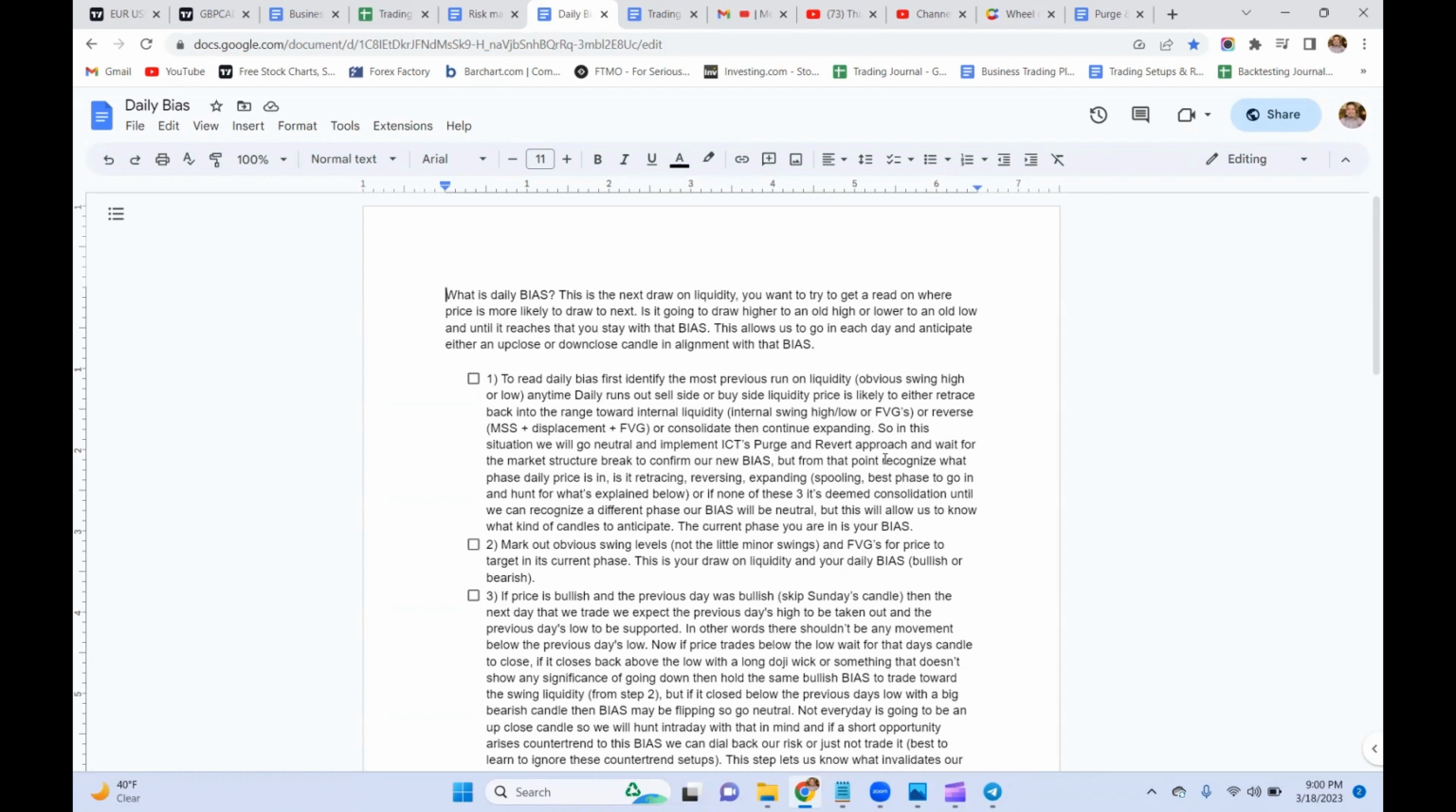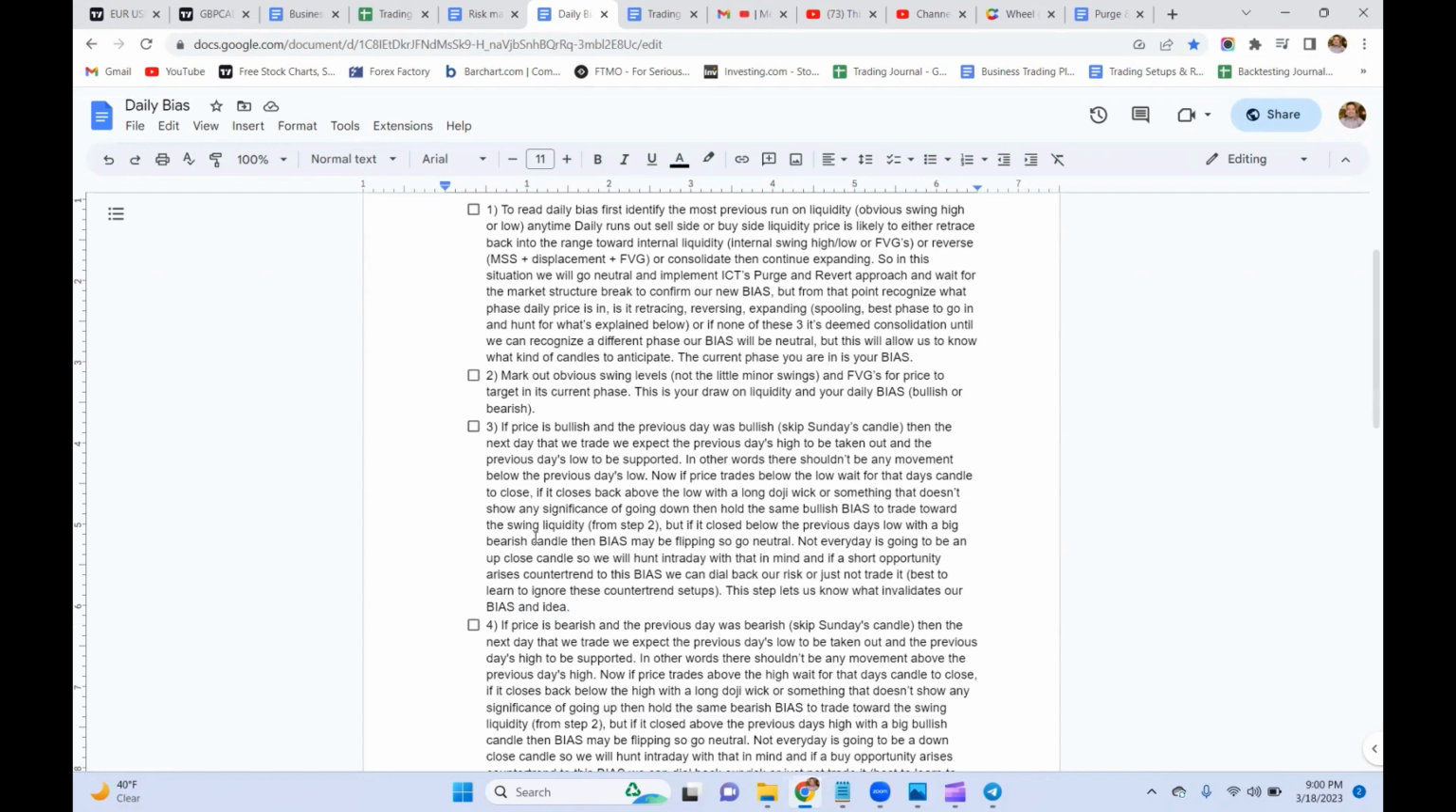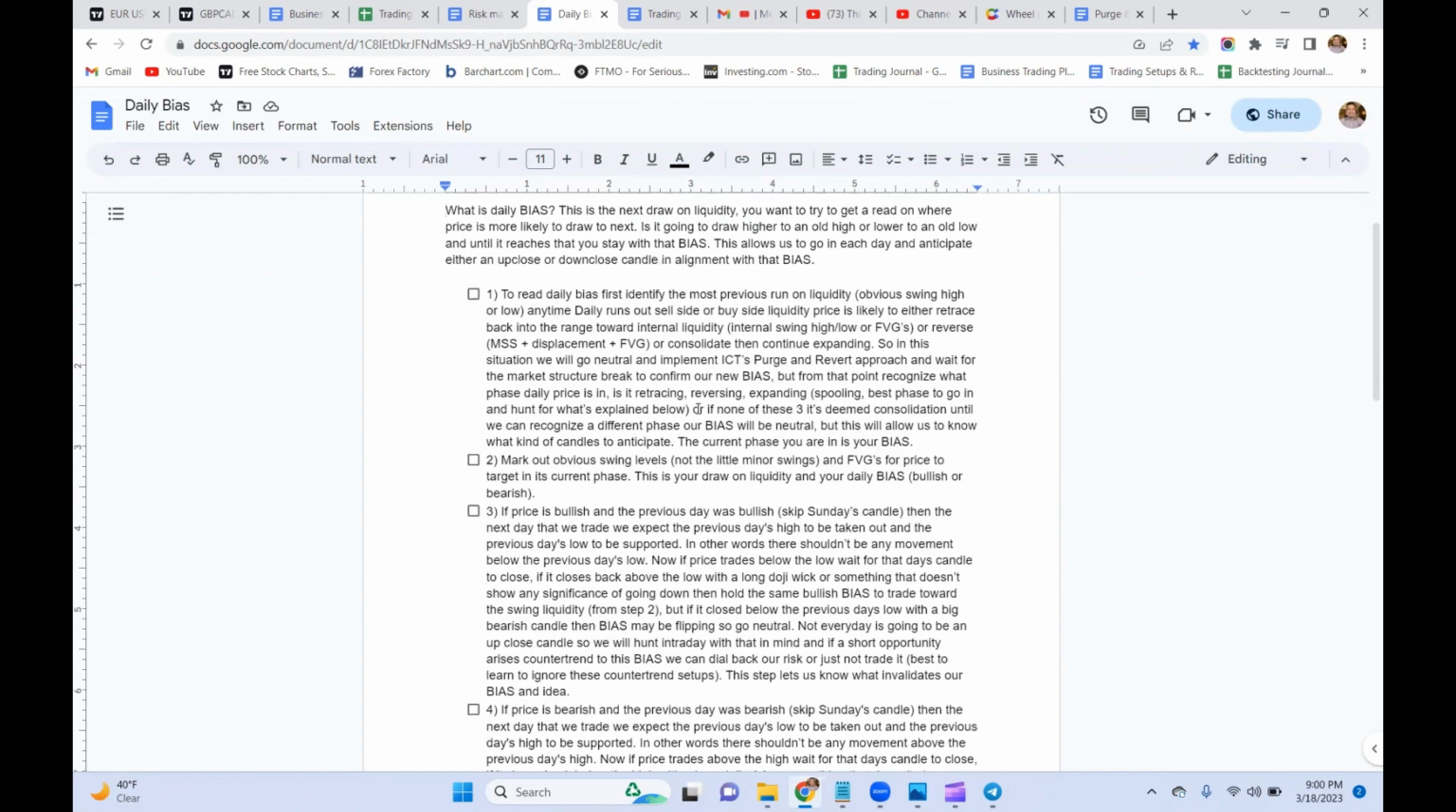But from that point on the run of liquidity, you want to recognize what phase daily price is in. Is it retracing, reversing, expanding, which ICT says is spooling? That's actually the best phase to go in and hunt for what's going to be explained below in 2, 3, and 4. But if none of these three, it's deemed consolidation. And until we can recognize a different phase, our bias will be neutral. But this allows us to know what kind of candles to anticipate. The current phase you are in is your bias, okay?